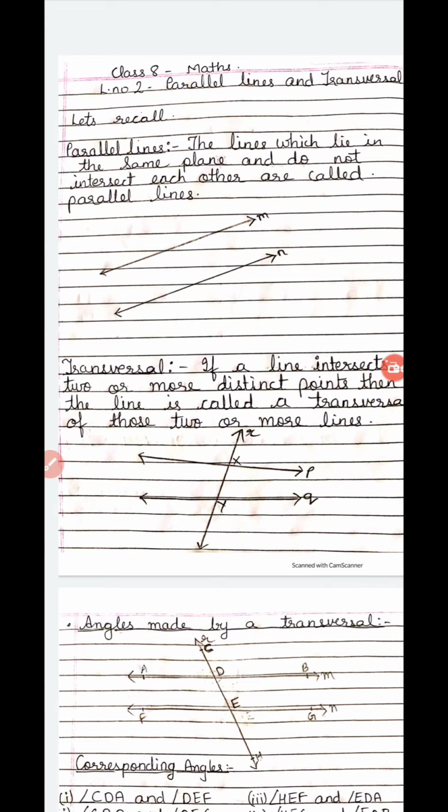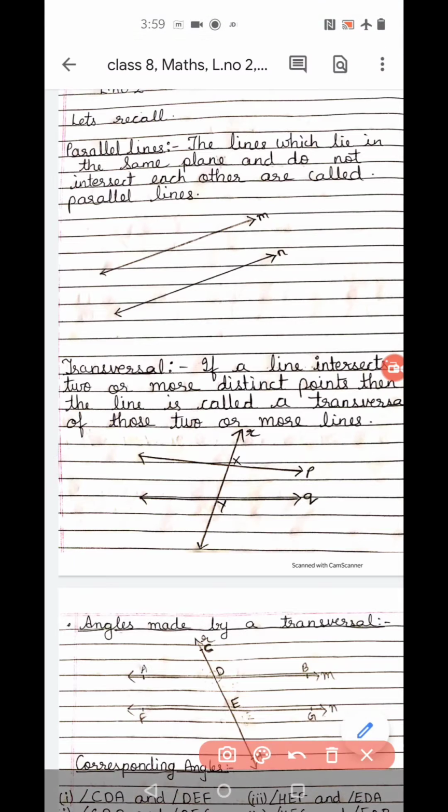So let's start with today's lesson. The lesson is parallel lines and transversal. Let's recall, this is something we have already done in our previous class. What are parallel lines? The lines which lie in the same plane and do not intersect each other are called parallel lines. This is the definition, and you can see over here line M is parallel to line N.